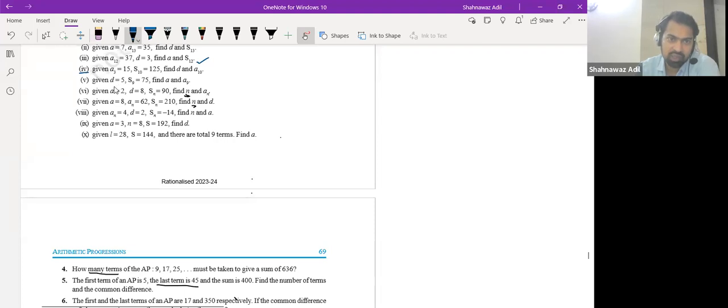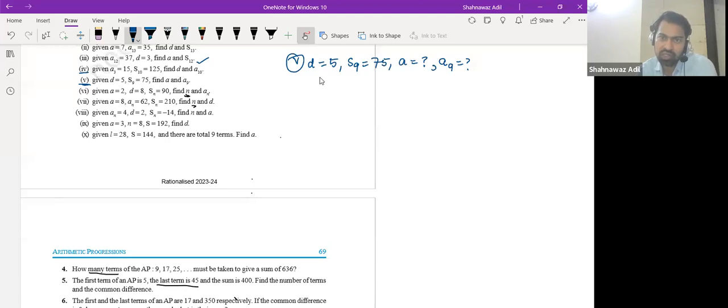So this part we did. This is the same question. So we will, yeah, this is not the same. So let us do this fifth one. Right. In the fifth one, what is given? D is given, and S9 is given. We have to find A, and we have to find A9. Right. So the first formula relates D, N, and A. So we will use that one, right, Rifa?